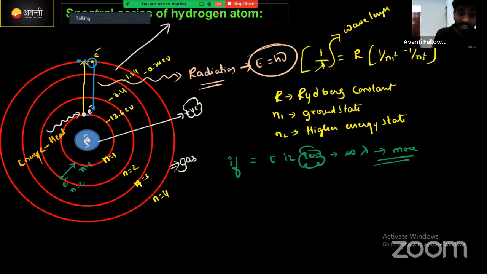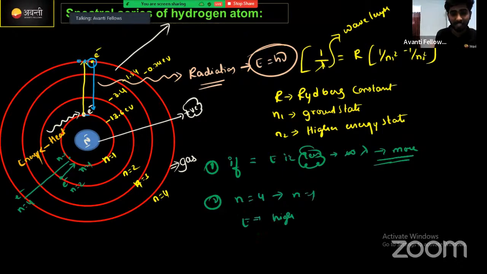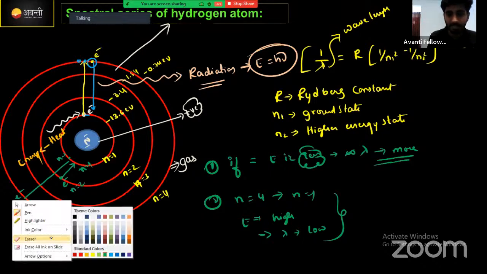If the electron jumps from a higher energy state, say n is equal to 4 to n is equal to 1, from the fourth level to the first ground state, this is the second case. Now n is equal to 4 to n is equal to 1 means high energy is radiated, but the wavelength is low. You need to keep these things in your mind. I hope it is understood, right? Tell me once in the chat box.